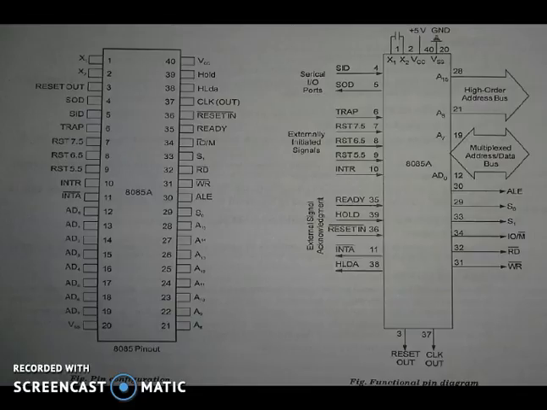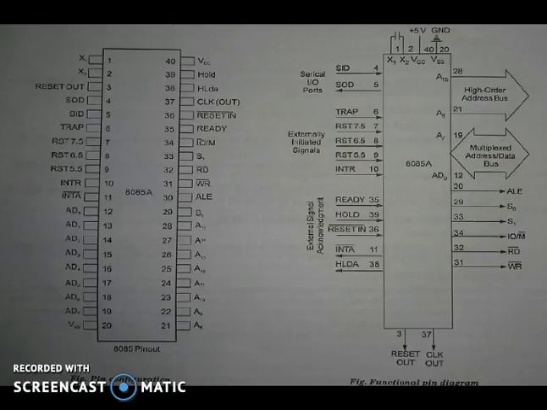Next we have input output memory. This is a status signal and it is used to differentiate between input output and memory operations. When this pin is high, it indicates an input output operation, and when it is low, it indicates a memory operation. Next we have S1 and S0. Status signals similar to input output and memory, and can identify various operations.